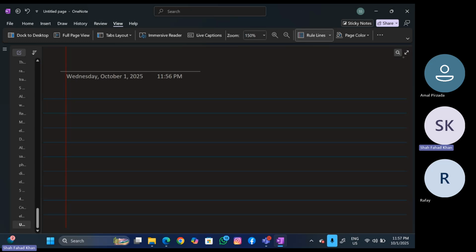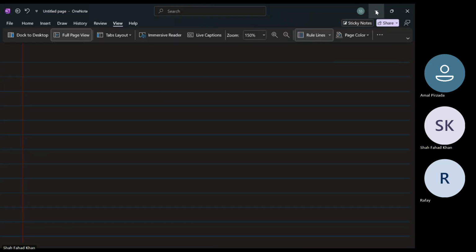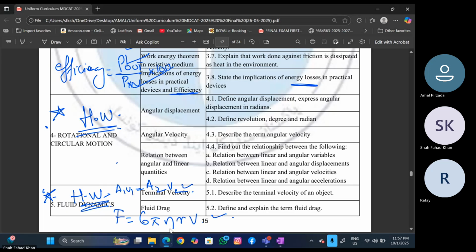Okay, guys, we are going to do rotational and circular motion today. Okay, let's begin. Angular displacement and angular velocity. These are two terms that we need to understand first. Let's do this.